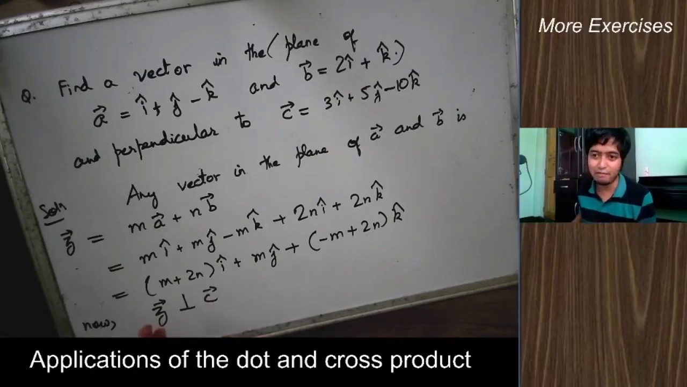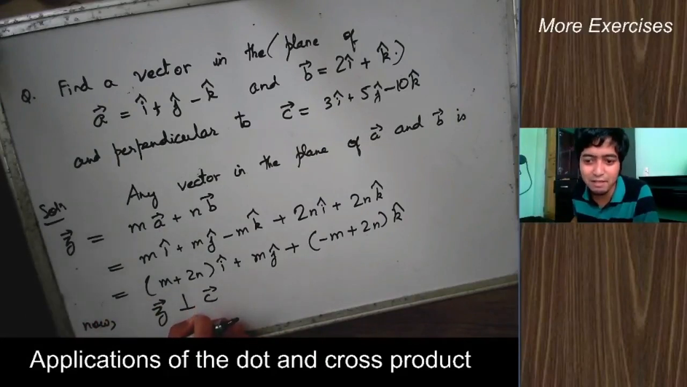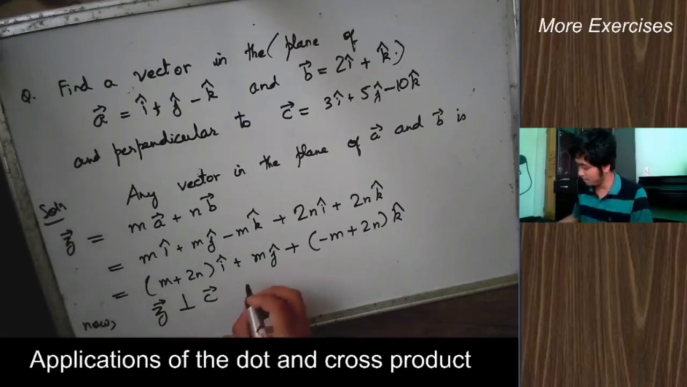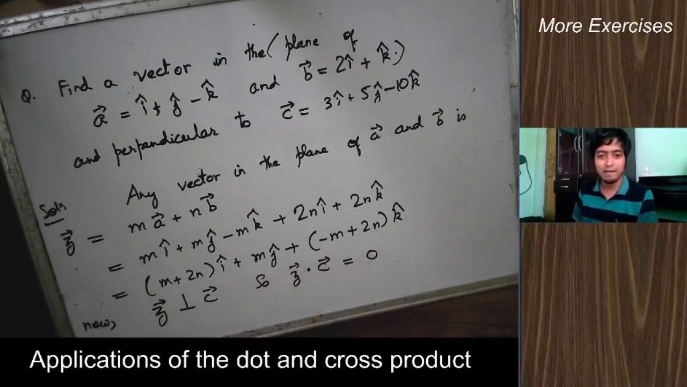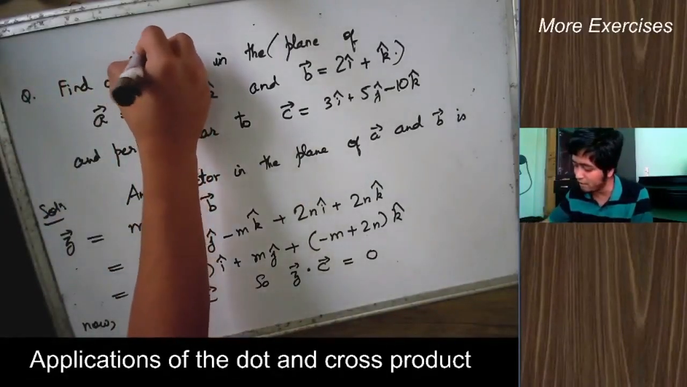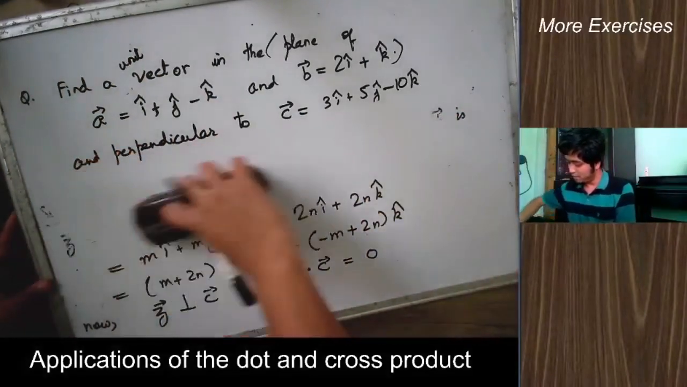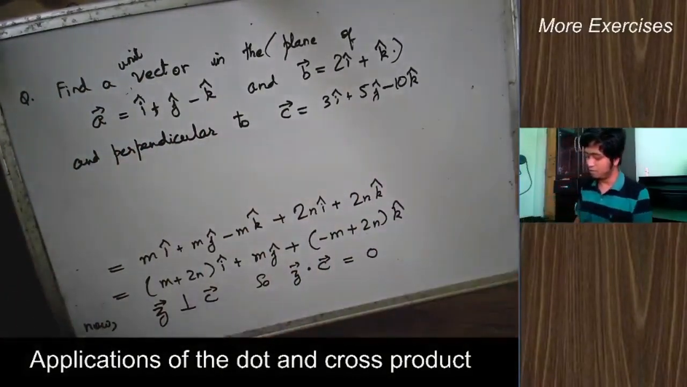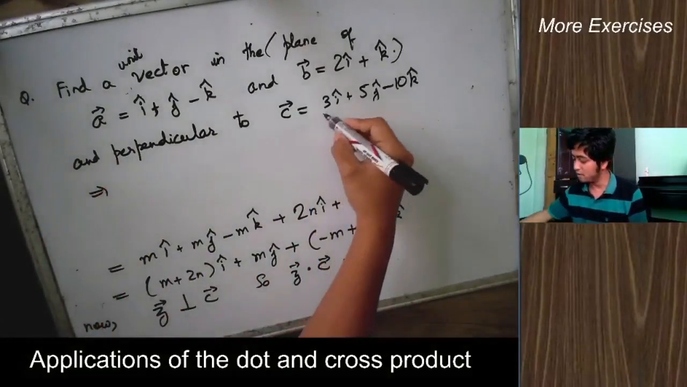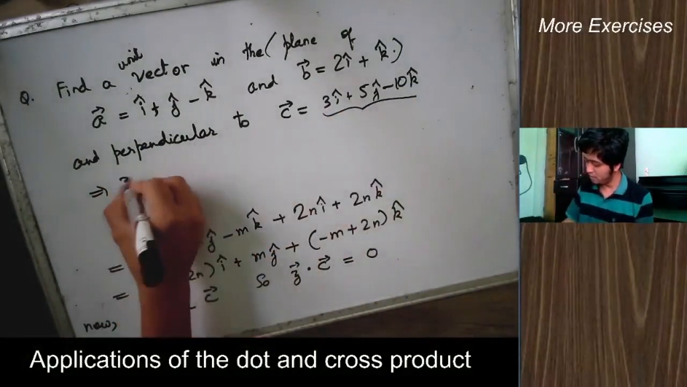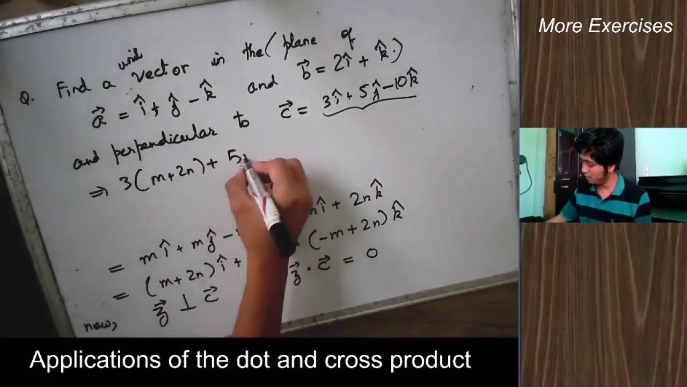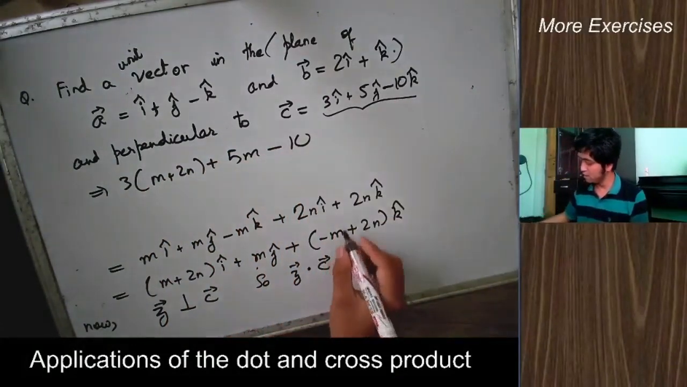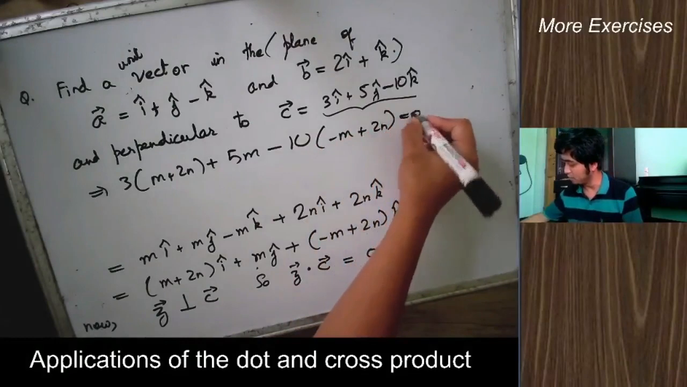So what can we have? Always remember this. If you see the word perpendicular, you will use the dot product. And if you see the word parallel, you will use the cross product. So Z dot C is equal to 0. In fact, I will modify the question a bit. You find a unit vector. So Z dot C will be equal to 0. How much is Z dot C? Z is this one, dot C. It will be 3 times (m plus 2n) plus 5 times m minus 10 times (minus m plus 2n). It will be equal to 0.